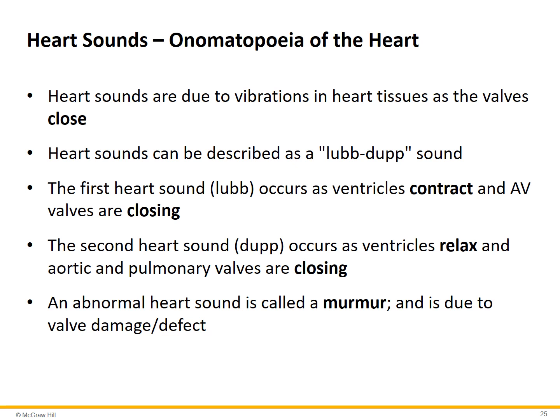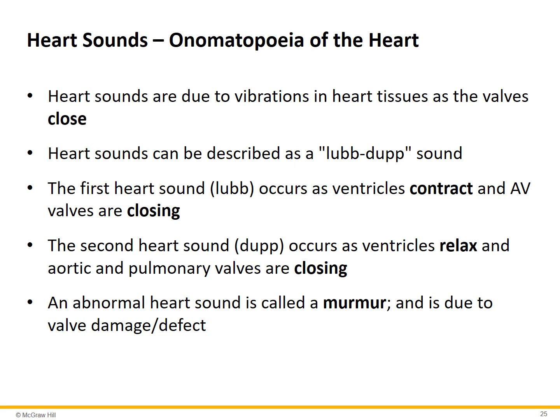So the heart sounds are often described as lup-dup. The first sound, the lup, occurs as the ventricles contract and the AV valves close. And then the second heart sound, the dup, occurs as the ventricles relax and the aortic and pulmonary semilunar valves close, right? And if you have a heart murmur, that is detected as an abnormal sound.